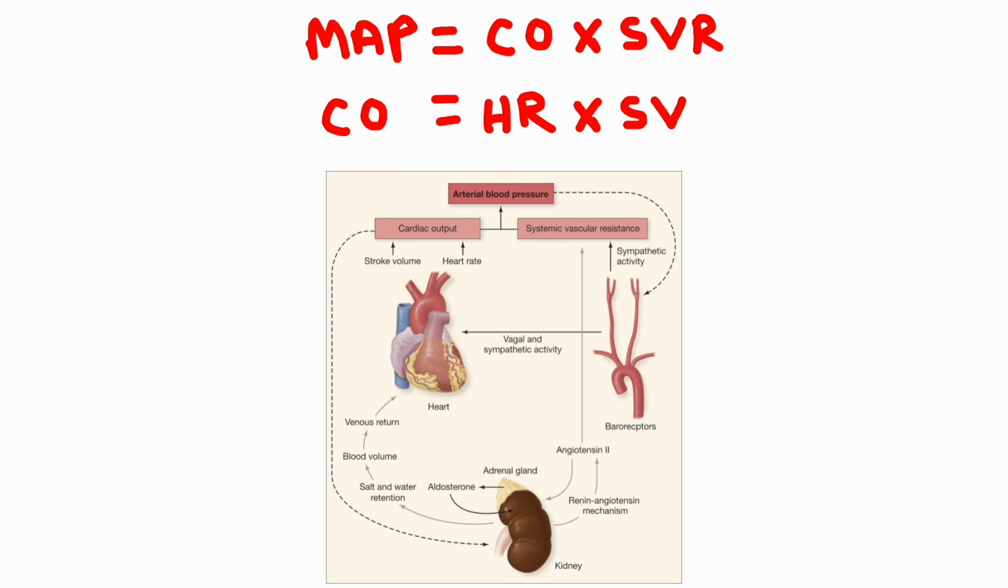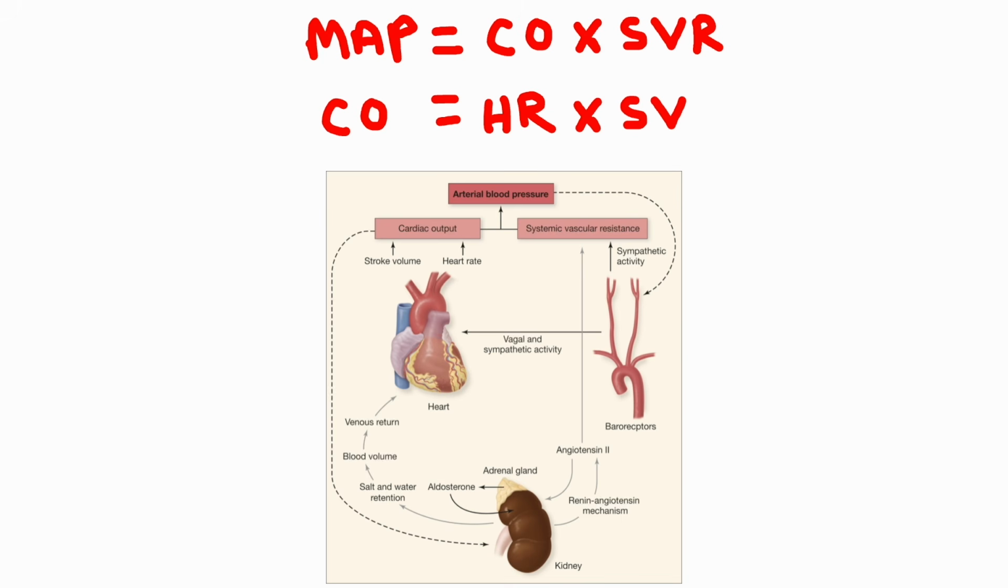The body is constantly adjusting it through several tightly coordinated systems. The nervous system plays a rapid role through baroreceptors, which sense changes in arterial pressure and adjust heart rate, contractility, and vascular tone through sympathetic and parasympathetic pathways. At the same time, the kidneys and hormonal systems provide longer-term regulation. When blood pressure or effective circulating volume falls, the renin-angiotensin-aldosterone system is activated. This increases vascular tone and promotes salt and water retention, helping to restore blood volume and pressure.